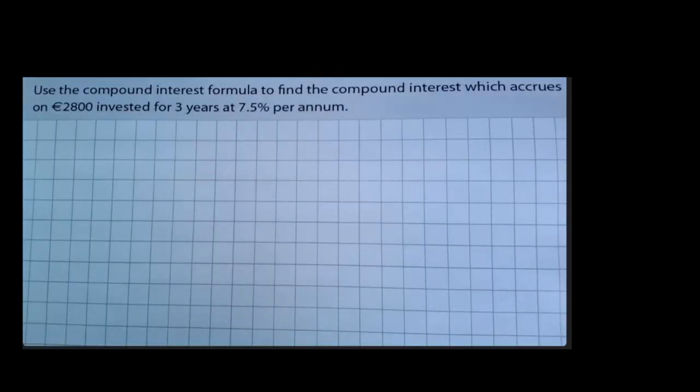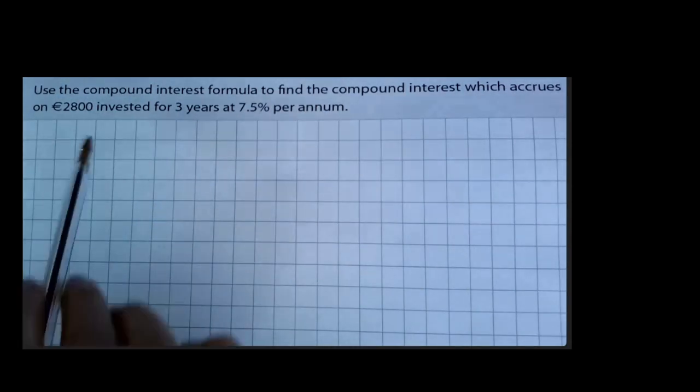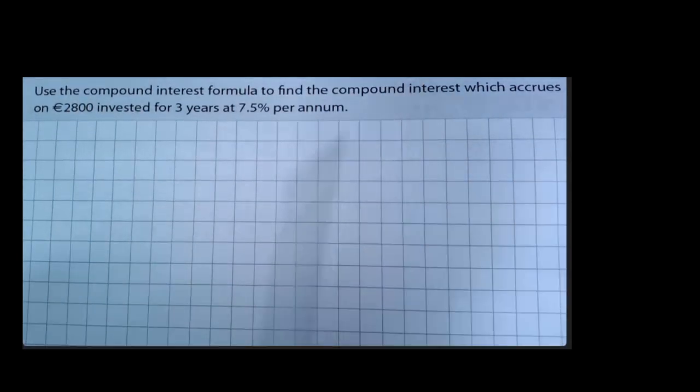Okay, so take a look at this example. Use the compound interest formula. So we are directed in this question to use the formula to find the compound interest which accrues on 2,800 invested for 3 years at 7.5% per annum. Per year, that means. Now, watch out with these wordy questions.